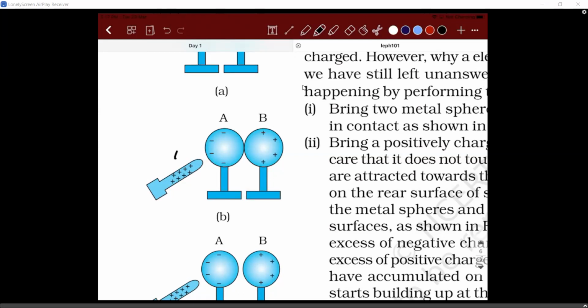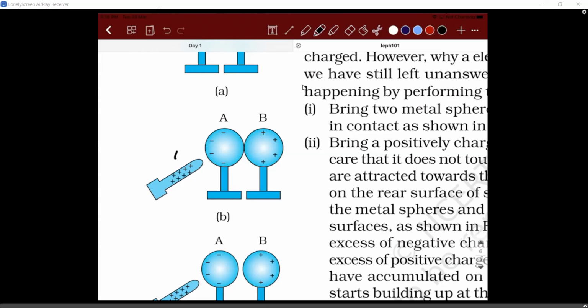You're bringing it closer. In the previous case, what did you do? You literally touched both the objects. Here, you're not touching it. So there is something important I'm going to tell you. You're going to bring it close, and in between a medium is there, right? It is supposed to be a conducting medium, so that the charges which are there on the rod are able to interact with the charges inside the sphere.